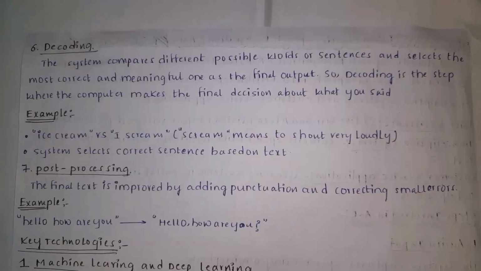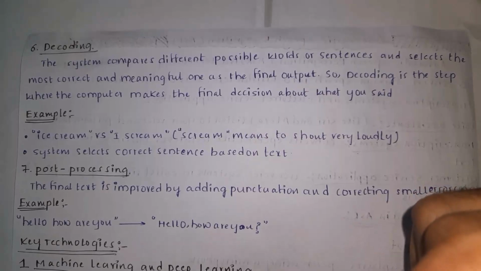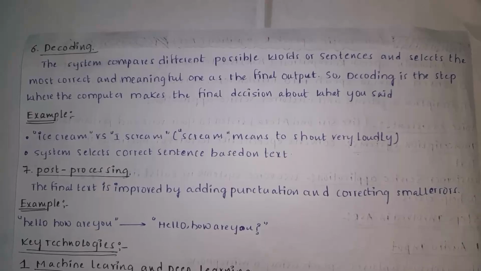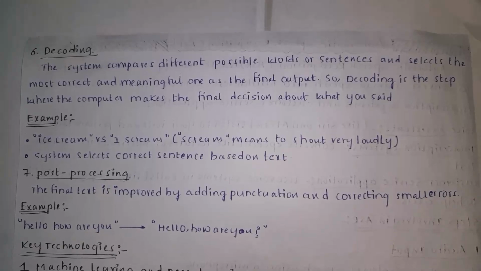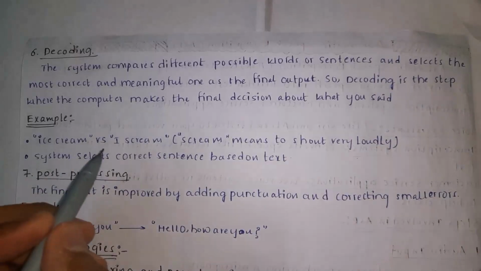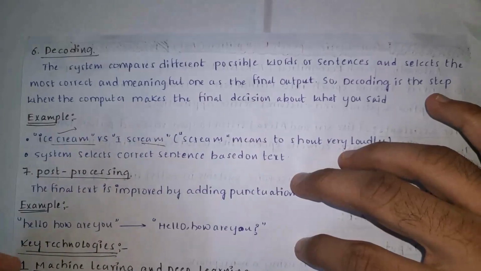And step 6 is decoding. Guys, whenever we speak any word, the system will compare that word with all combinations and then select a correct and meaningful word and give us the final output. In the decoding stage, the system will make the final decision about what you said. For example, I will speak, I ate ice cream. The system will check all possible combinations like ice cream and I scream, both are different. So in our context, ice cream is correct, so the system will give the output, ice cream.